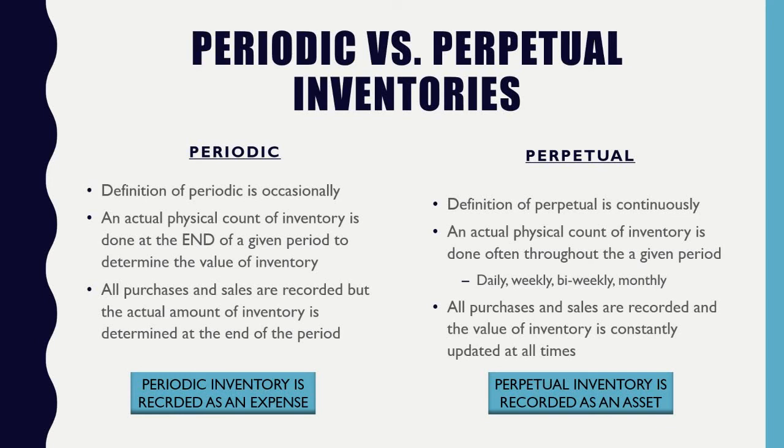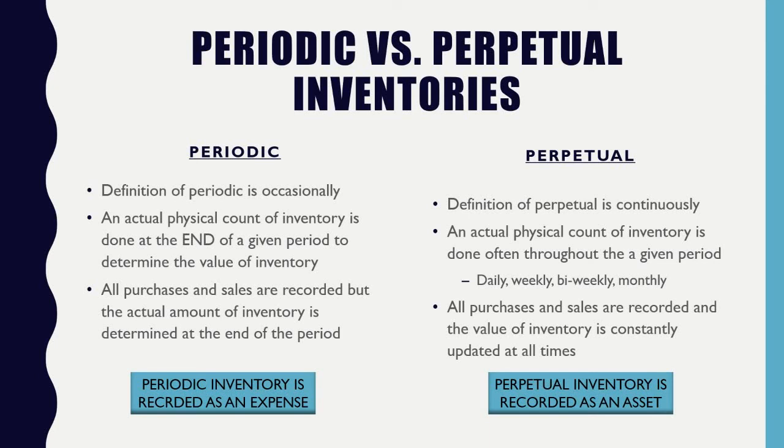Perpetual is defined as constantly or continuously. So you're going to be constantly updating inventory every minute, every second. Every time you make a purchase, you update your inventory. Every time you make a sale, you update your inventory to say that you don't have it anymore. So at the end of the day, daily, weekly, whatever kind of period, you know how much inventory you have on hand at all times.